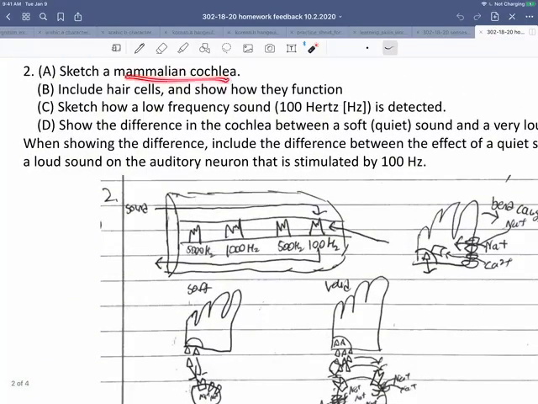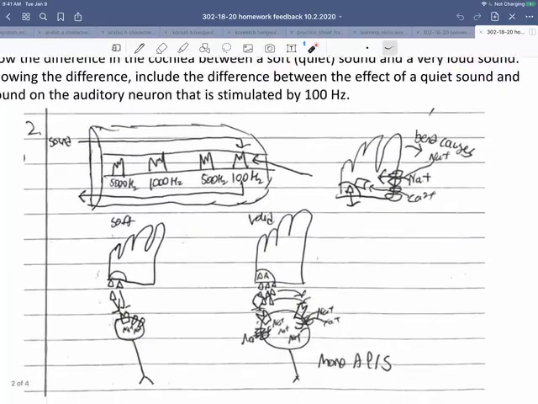I wanted a mammalian cochlea with hair cells, how they function, a low frequency 100 Hz sound, and then the difference between a soft and a loud sound. Here's the cochlea unwrapped with the basilar and tectorial membrane in the middle containing the hair cells, and there would be a neuron here shown down here and also down here for the two examples. If this vibrates up and down, that vibrating does a little bending, does a little shear stress, so the hairs get bent. That opens stretch channels.